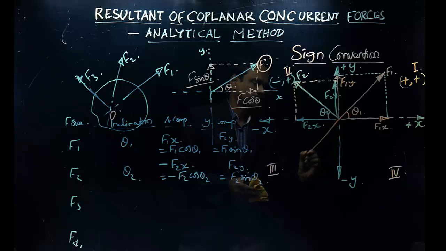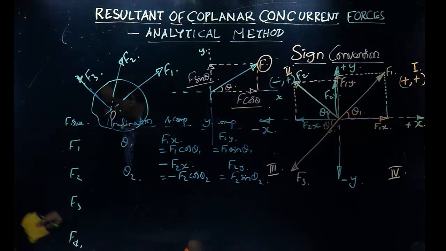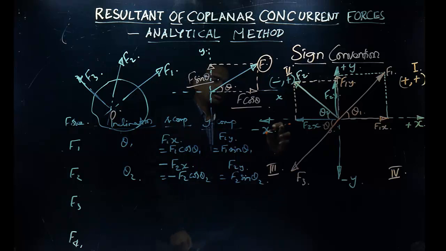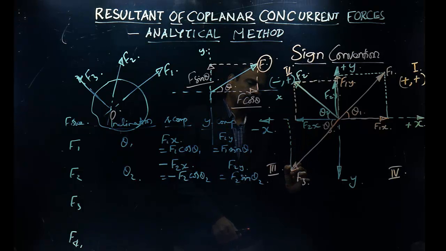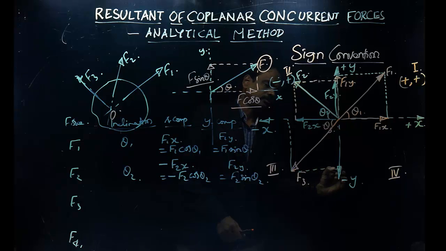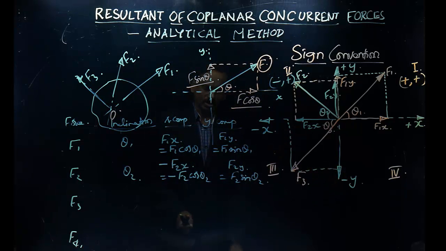Say this is F3 and it is making an inclination theta 3 with respect to x-axis. Now again we have to find the components of this force. How do we do that? Draw lines parallel to y-axis and x-axis. Wherever they meet, that will give us the x and y components.